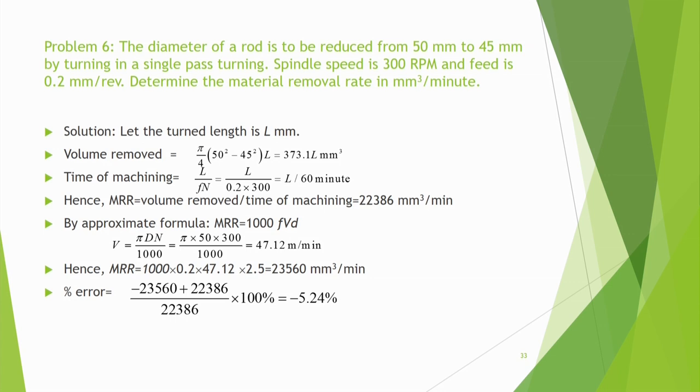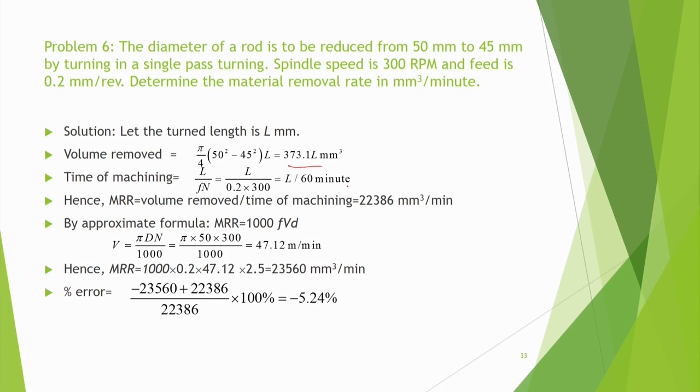Suppose the diameter of a rod is to be reduced from 50 mm to 45 mm by turning in a single pass. Spindle speed is given 300 revolution per minute, feed is 0.2 mm per revolution, determine the material removal rate in millimeter cube per minute. Now, solution: let the turned length be L mm, then volume removed is how much? Pi by 4, 50 square minus 45 square, because 50 mm diameter has been reduced to 45. So volume removal is pi by 4, 50 square minus 45 square into L, where L is the length. Time of machining is L by feed times speed, so it is L by 0.2 into 300, that means this much minute.